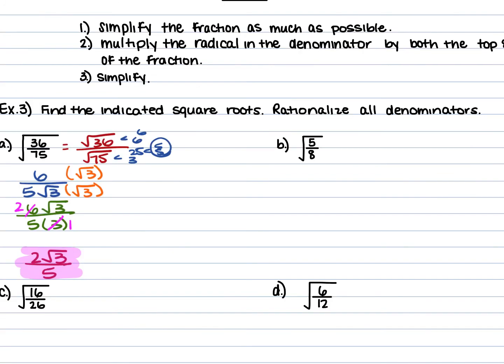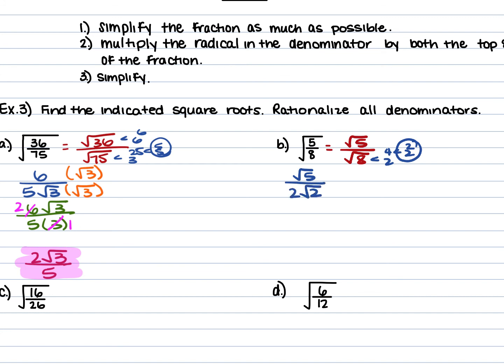For example B, we have the square root of 8 over 5. This is the same thing as saying take the square root of 5 over the square root of 8. The 5 is just 1 and 5, so it's going to stay the square root of 5. The 8 is 2 and 4. 4 is 2 and 2. 2 2's pair up. So this is going to give us the square root of 5 over 2 square root 2.